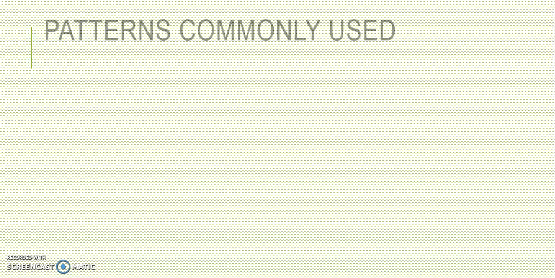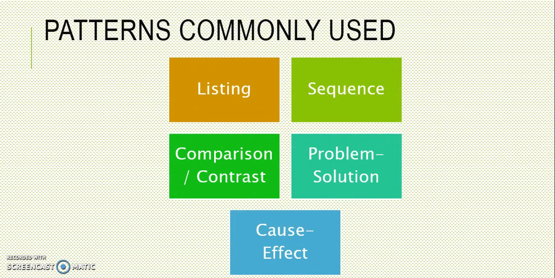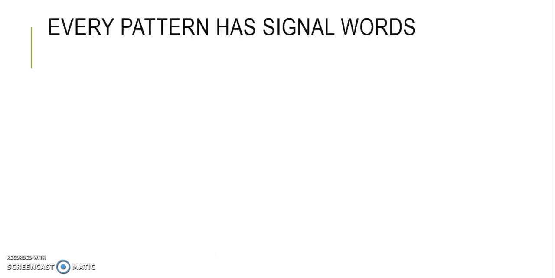So, which are the patterns commonly used? The patterns commonly used are listing, sequence, comparison and contrast, problem and solution, and cause and effect. There are many different types of linking words as you have seen in the exercises, but usually we have these 5 patterns inside the arguments. Every pattern has signal words.